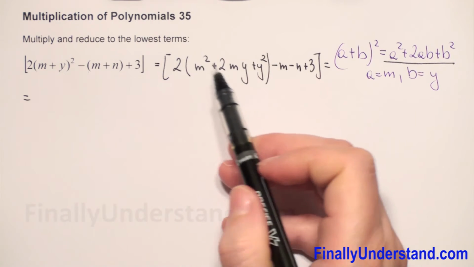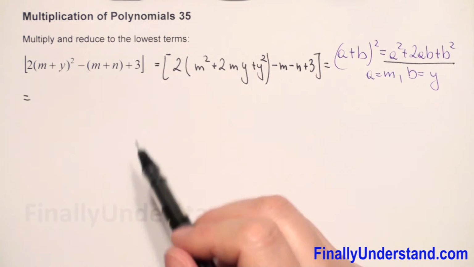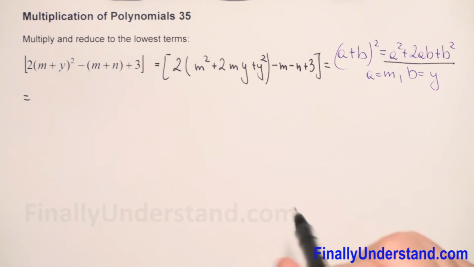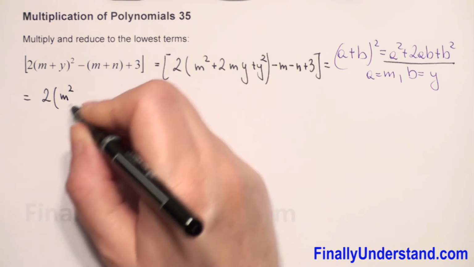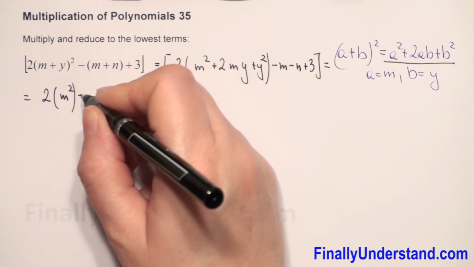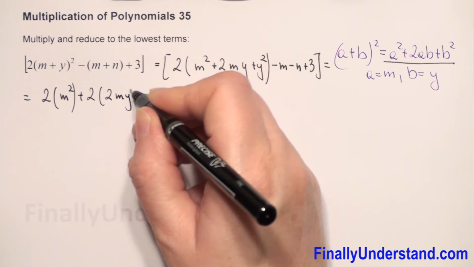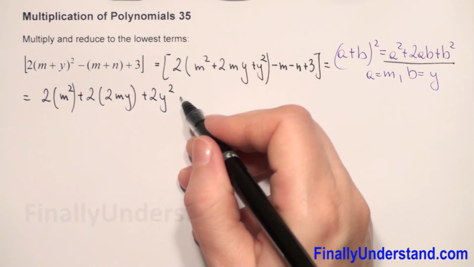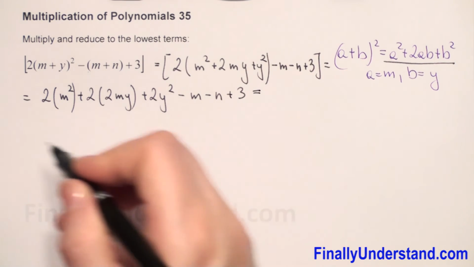The first expression in the parentheses we have to multiply times 2. And we don't have brackets because we don't have any operation after or before the brackets, so we don't need this bracket. So we have 2 times m square plus 2 times 2my, and we have 2 times y square, and we have minus m minus n plus 3. So this is equal.